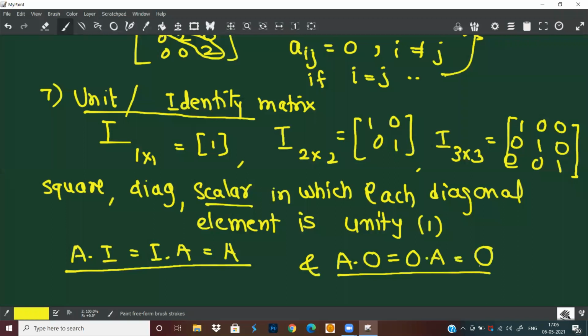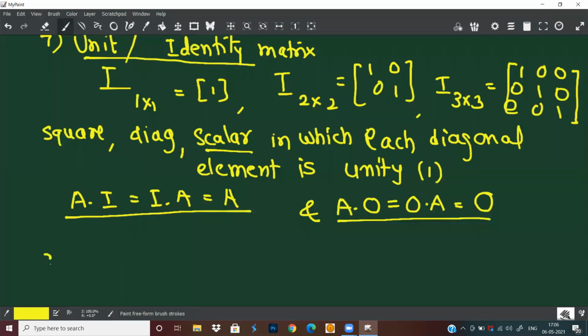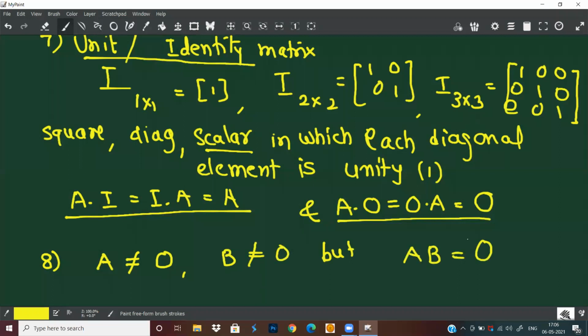तुम लोगों को एक अजीब चीज बोलूं, unlike algebra na, sometimes you know what happens, matrix A is not null, B is not null, but product of the two is null matrix. ऐसे भी होता है, unlike algebra. Then these are called divisors of zero. Divisors of null matrix. ऐसा होता है, we'll do one sum on that.